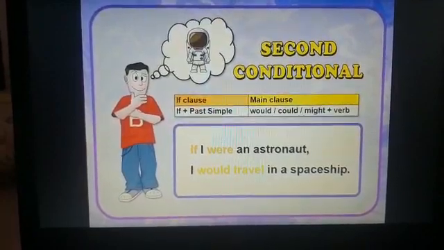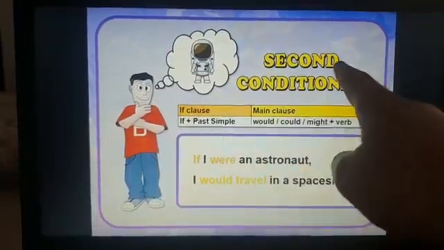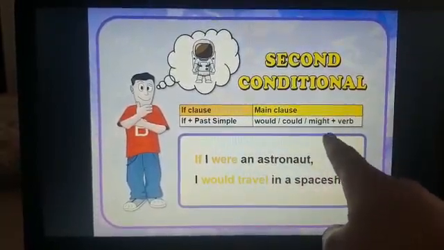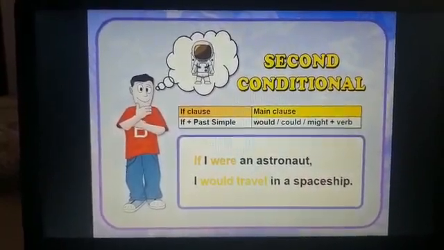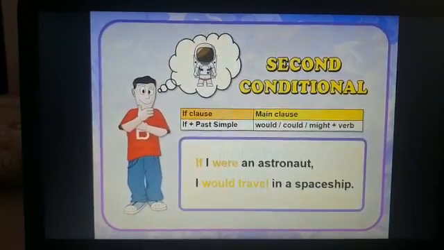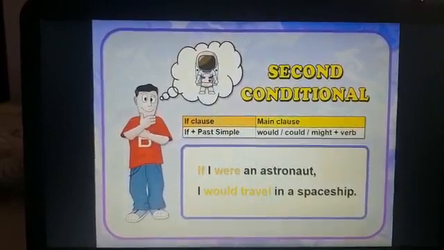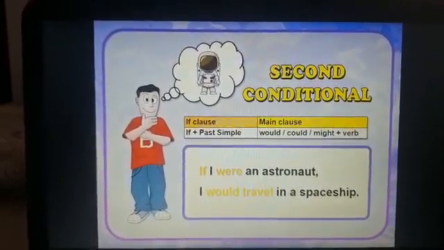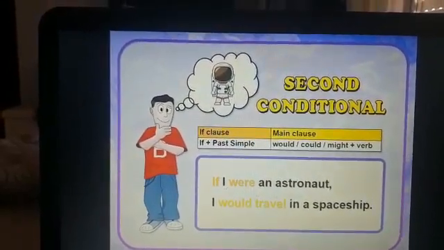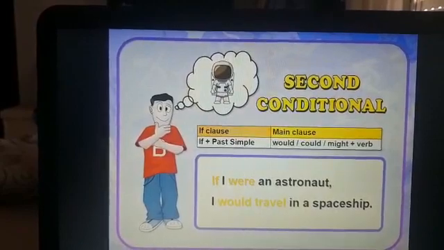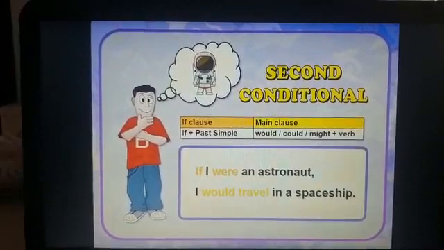Then we have the second conditional. We have if plus past simple and then the main clause would, could, might plus verb. But when do we have to use second conditional? It's easy. When we want to refer to an unrealistic situation, which is not really likely to happen, we use second conditional. For example, if I were an astronaut, I would travel in a spaceship. It's not likely for you to be an astronaut, so we use the second conditional.